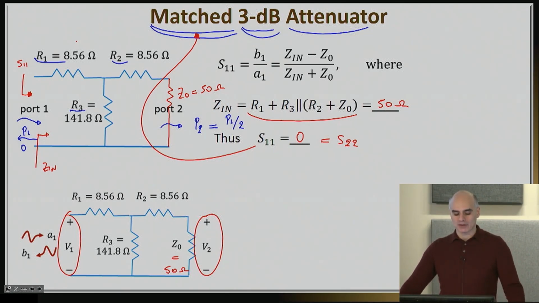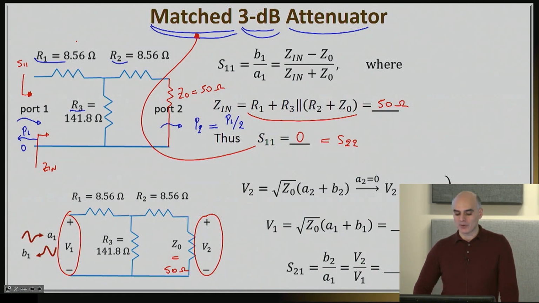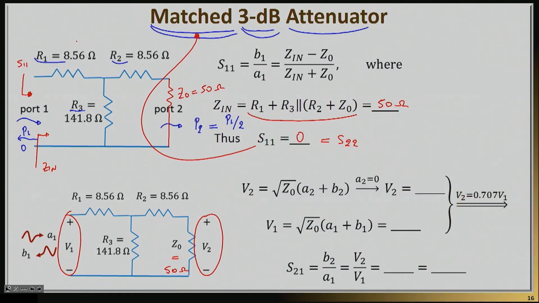Finding the V1 and V2 is actually very simple because, again, it's a voltage division. So I know that you all know how to do that. So now let's go ahead and formally apply the equations. V2 is going to be equal to square root of Z naught times A2 plus B2. A2 is equal to 0 because of the termination. That means that V2 is going to be equal to square root of Z naught, 50 ohms in this case, times B2.